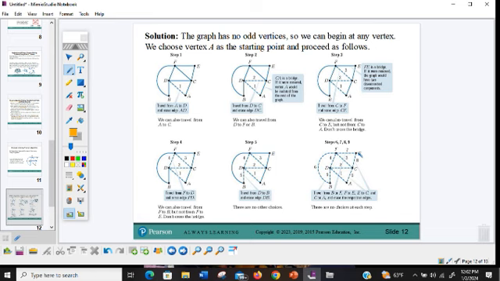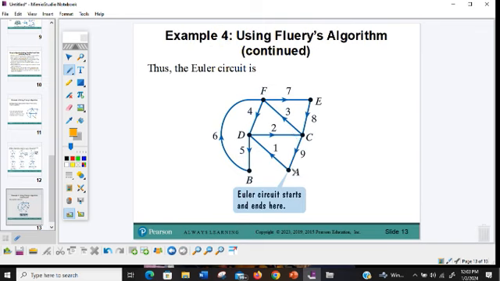We only have a couple choices left. 7 has to be F to E. 8 has to be E to C. And 9 has to be C to A. And that gave us our Euler circuit. So it would look like this: 1, 2, 3, 4, 5, 6, 7, 8, and 9, and that creates the circle.